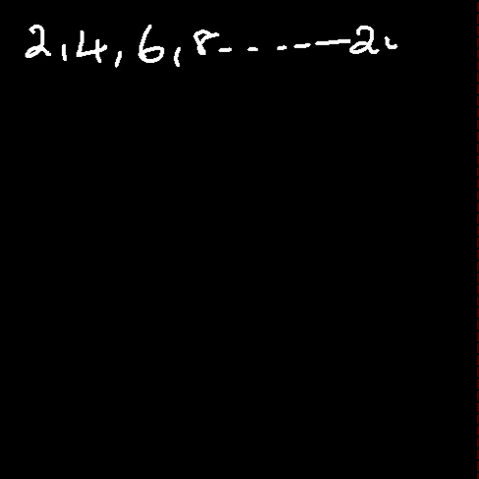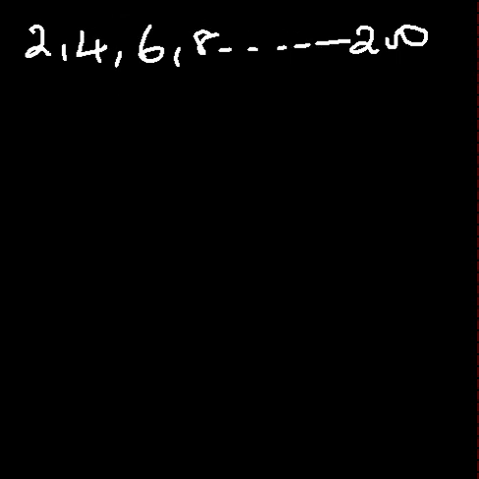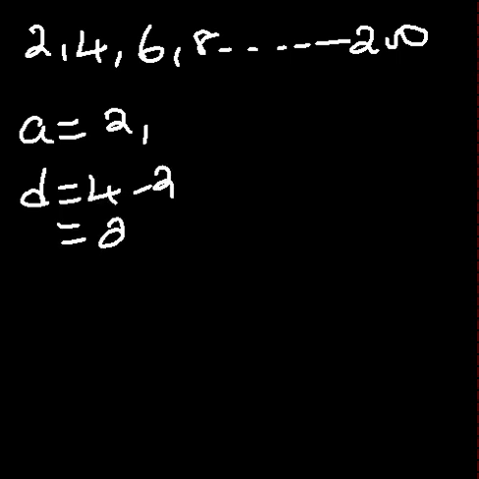Let's say we have a sequence given as 2, 4, 6, 8, going this way, up to 200 in that range. So what is the nth term formula for this number sequence? First thing, what is the first term? We have it as 2. And what is the common difference? We have it as 4 minus 2, and that is given as 2. Of course, you can also have it as 6 minus 4.